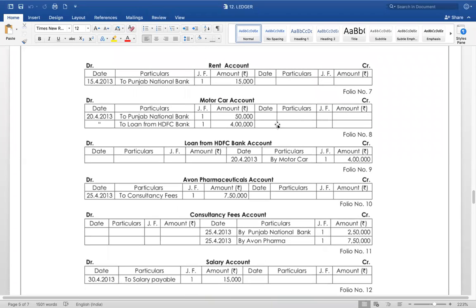Now let us come to the loan from HDFC bank account. What is this loan? It's a liability. It's an obligation payable to HDFC bank. You have taken loan for buying the motor car.